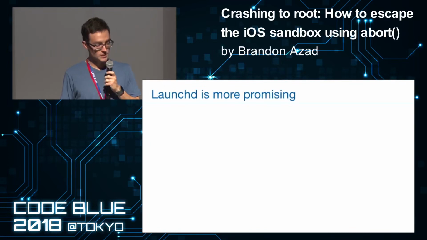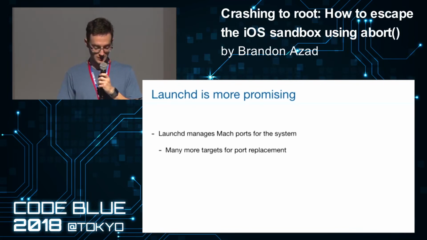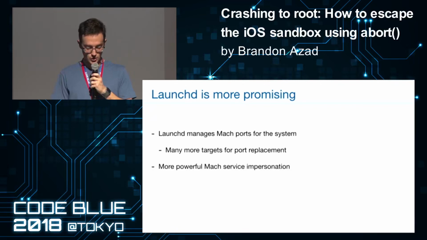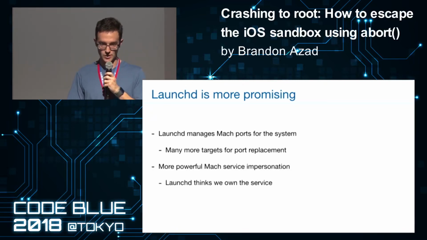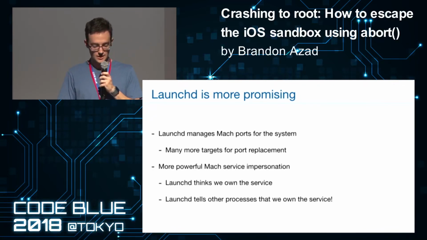Now, LaunchD is a much more promising target for an exploit. The reason is that LaunchD manages mock ports for the whole rest of the system, which means there are many more targets for mock port replacement. Additionally, our mock service impersonation technique is now exponentially more powerful. Not only do we trick LaunchD into thinking that we own a service port, but since LaunchD is the mock service authority on the phone, LaunchD will tell other processes that we own that service too. Thus, we can now impersonate mock services against almost any other process.